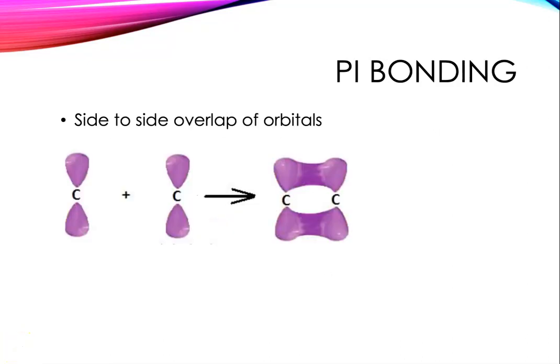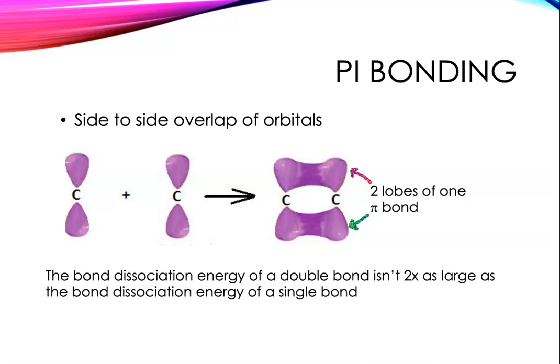I wanted to revisit this idea of the side-to-side overlap of the orbitals. The pi bond that forms is above and below the plane of the atoms forming the bond. It is one bond, so although it's got 2 lobes to it, the upper lobe and the lower lobe, that is considered to be one bond. And as I talked about before, the electron density is not directly between the nuclei, it's not along the internuclear axis. And so this overlap is not as strong a bond as what we see with a sigma bond.